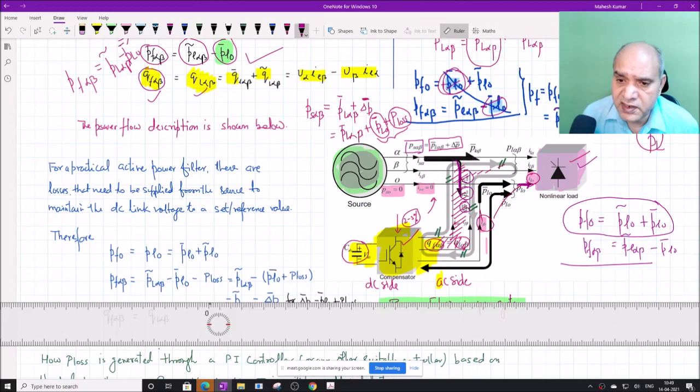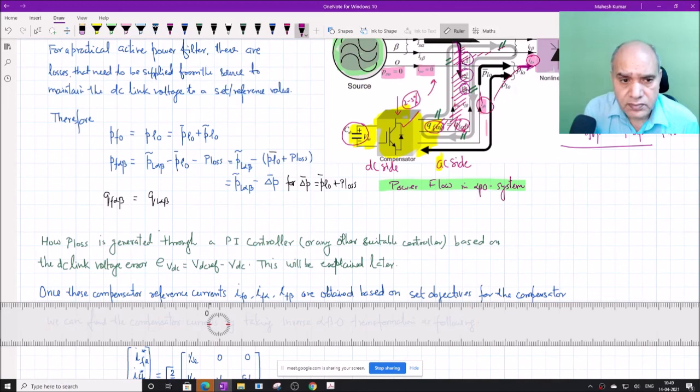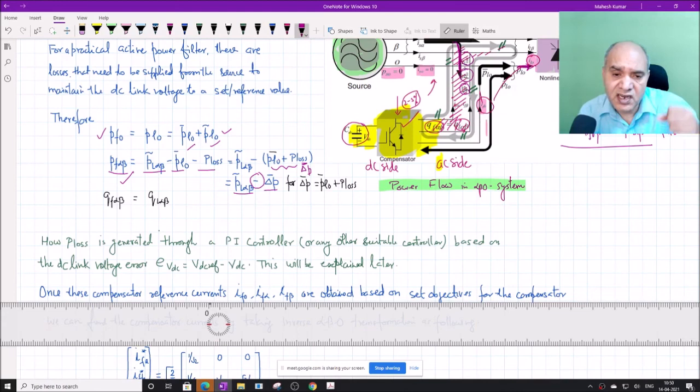So as I said, PF0 is therefore PL0 plus PL tilde, and PF alpha beta is PL alpha beta tilde minus PL0 minus P loss. So together, we can connect these two terms here. This is minus PL0 bar plus P loss, and this we have denoted by delta P. So that basically means that PF alpha beta is equal to PL alpha beta minus delta P bar. The minus sign indicates that the filter is taking power from the source. Minus means taking, plus means giving back.